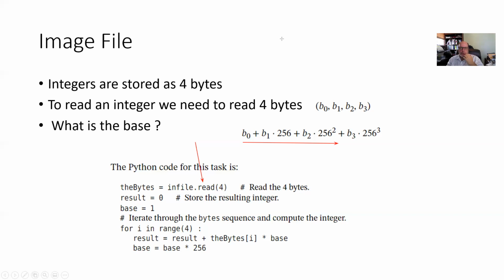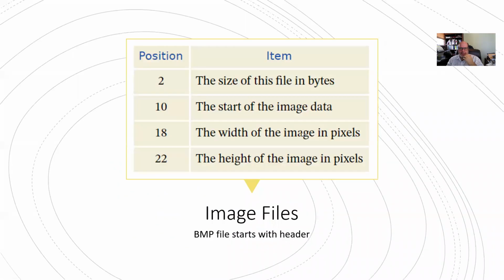So remember what we had: the size of the file in bytes. So if I want to calculate that, I need 4 bytes to know what the size is. I need 4 bytes to know where my starting data is. I need 4 bytes to know where my pixels are, the width and the height of it.